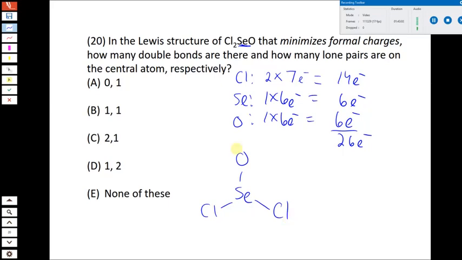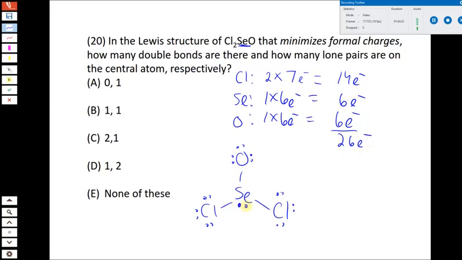We start with single bonds to all the outer atoms. We complete their octets. We count how many electrons we've used so far. So we have 8, 8, and 8. That's 24. We started with 26, so there's 2 more. And remember, any of those leftover electrons end up as lone pairs on the central atom.